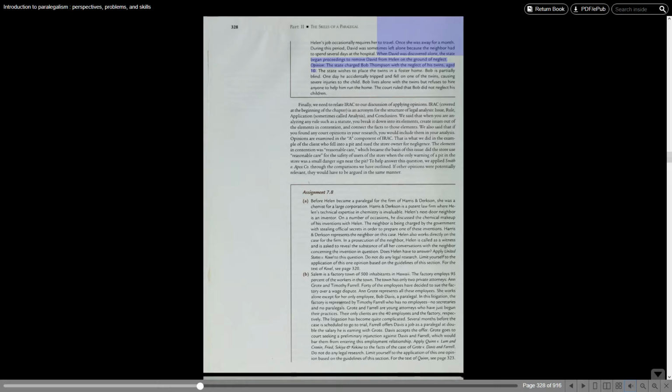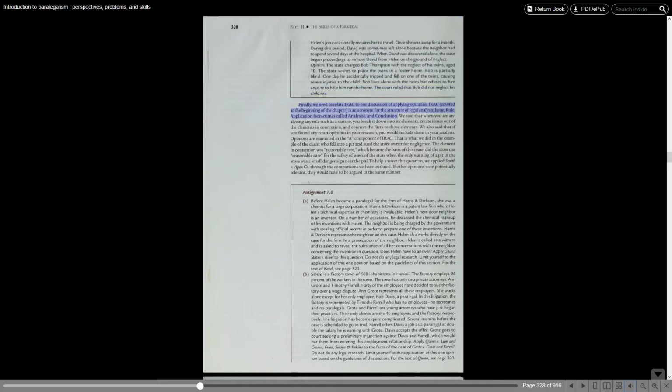Opinion: The state charged Bob Thompson with the neglect of his twins, aged 10. The state wishes to place the twins in a foster home. Bob is partially blind. One day he accidentally tripped and fell on one of the twins, causing severe injuries to the child. Bob lives alone with the twins, but refuses to hire anyone to help him run the home. The court ruled that Bob did not neglect his children.